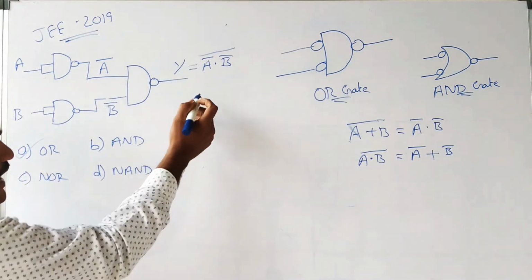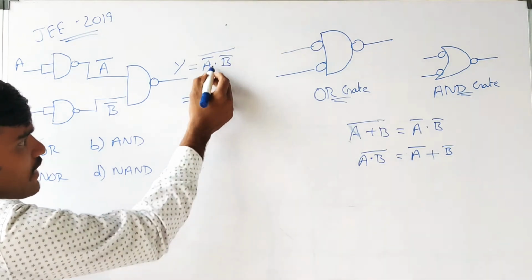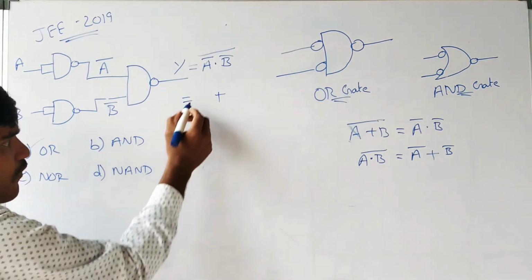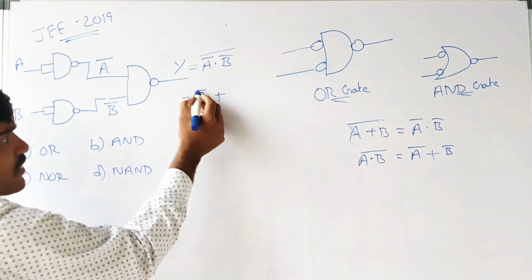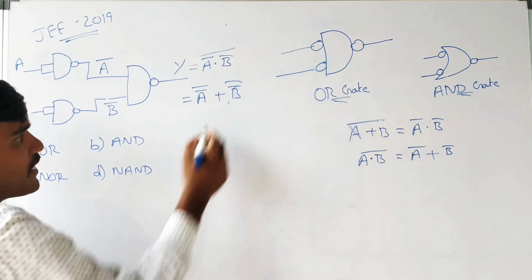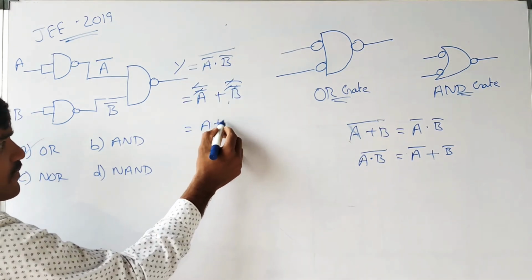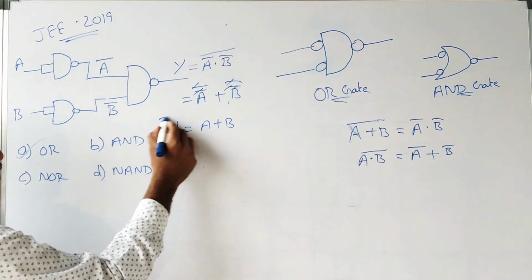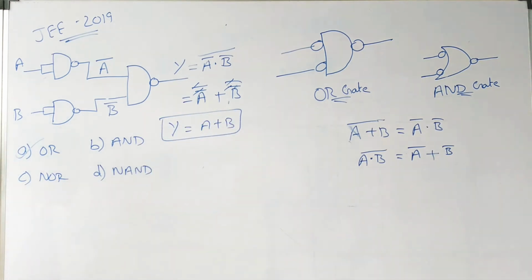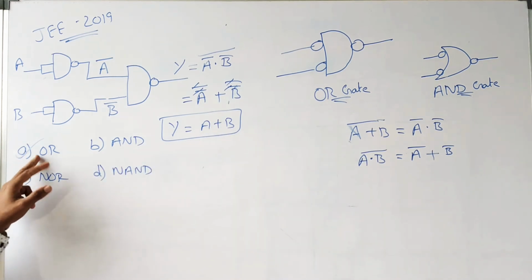In the same way, here we have to apply it. Here is the multiplication and the bars, so you put the plus and complement the terms. B double bar, the bar gets cancelled. Then we get Y is equal to A plus B. Plus means addition, and addition means which gate? OR gate. So this is the OR gate.